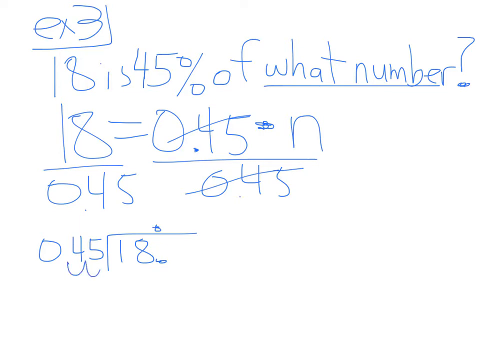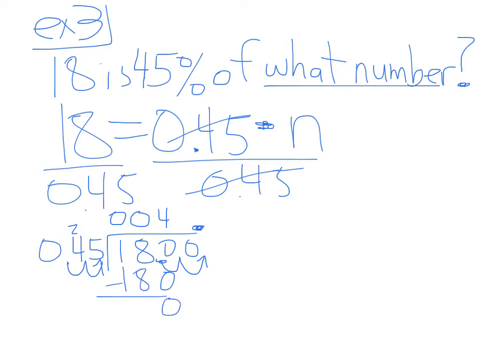And actually, I forgot to move the decimal here 2 places. I have to move this 2 places, so my decimal should be right there. Alright, let's go. 45 into 1, nope. Into 18, nope. Into 180, I'm thinking 4 times. 4 times 5 is 20. Carry the 2. 4 times 4, 16 plus 2 is 18. Subtract, nothing left. Drop a 0. And then 45 goes into 0, 0 times. So as you can see, this answer is 40.